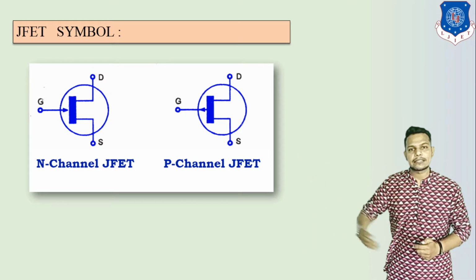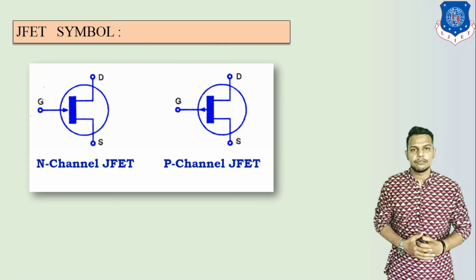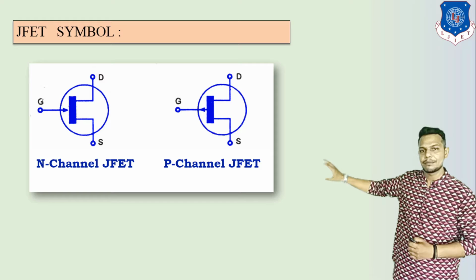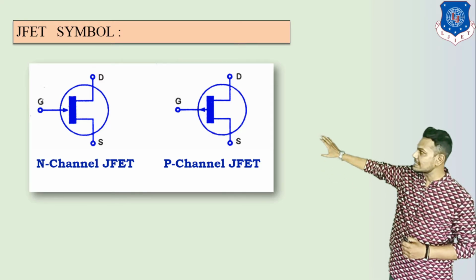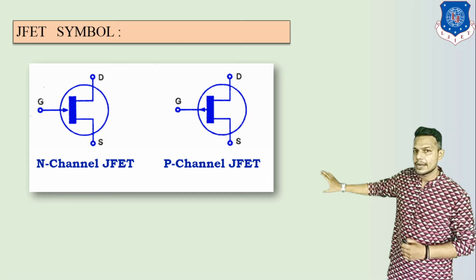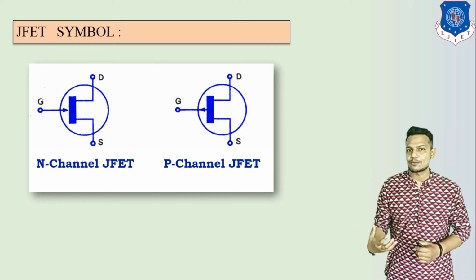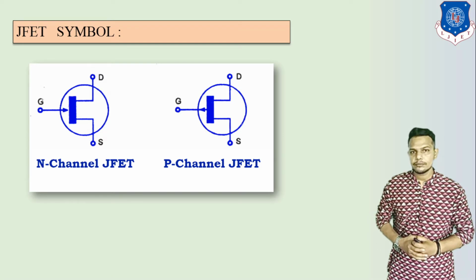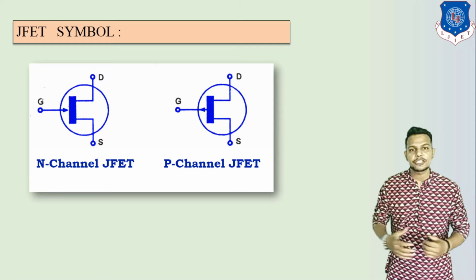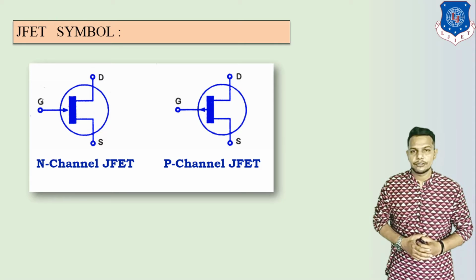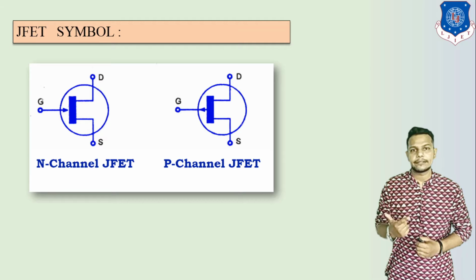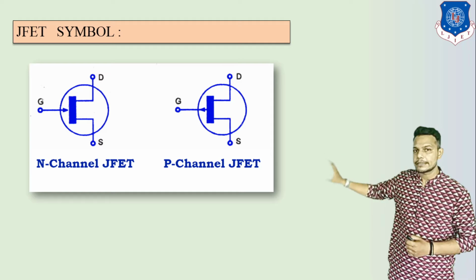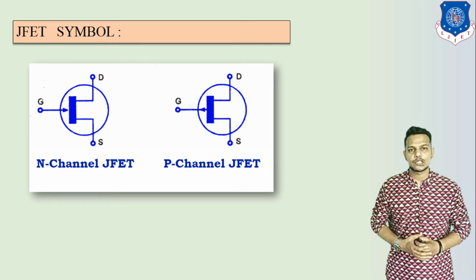This was already discussed in our lecture number 1, which is based on FET introduction and its types. This is similar to that lecture. So here we can see drain, gate and source. There are three different terminals in a FET, whereas in a BJT, bipolar junction transistor, there are three terminals which are base, collector and emitter. But here drain, gate and source are the terminals for the FET.